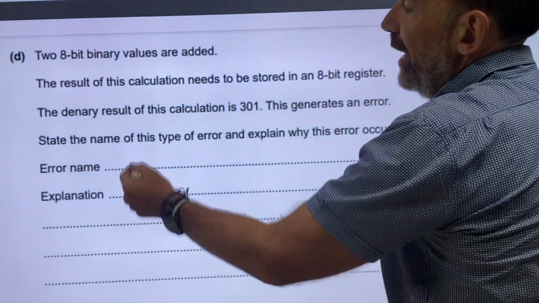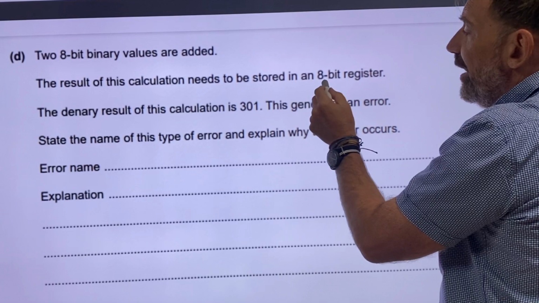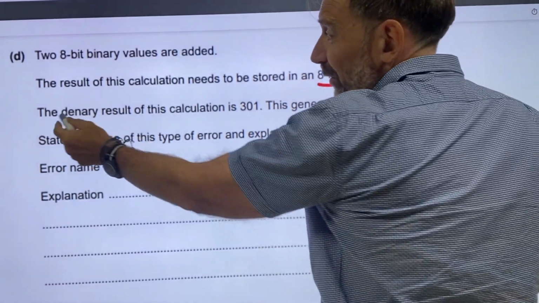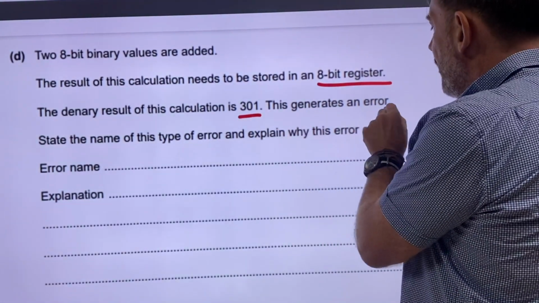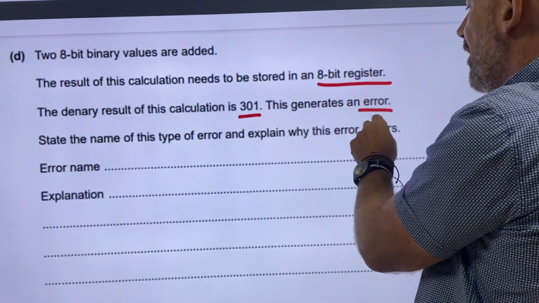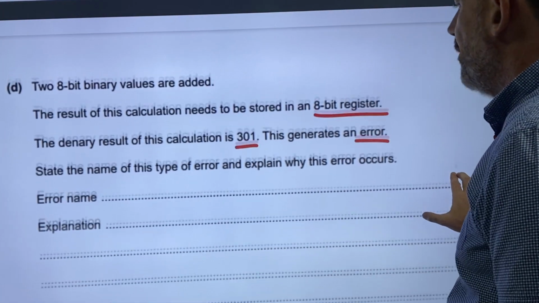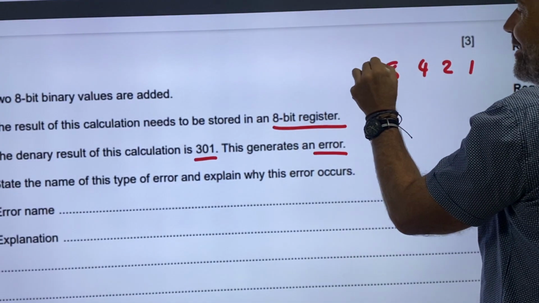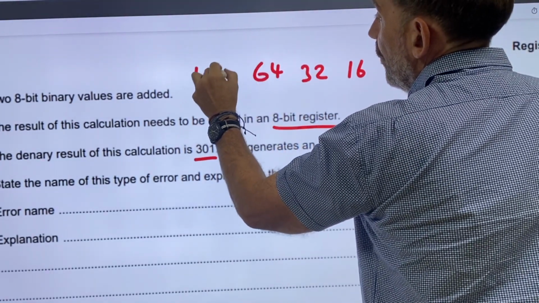Okay, 2 8-bit binary values are added together. The result of this calculation needs to be stored in an 8-bit register. Okay, we've just been looking at 8-bit registers. But the denary value result of this calculation is 301. This generates an error. State the name of this type of error and explain why this error occurs. Okay, an 8-bit register: 1, 2, 4, 8, 16, 32, 64, 128.